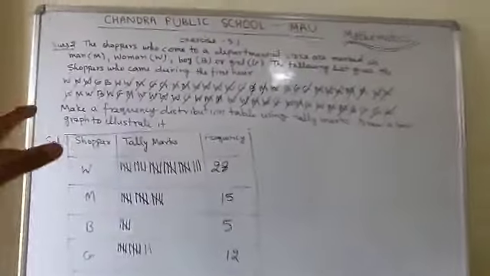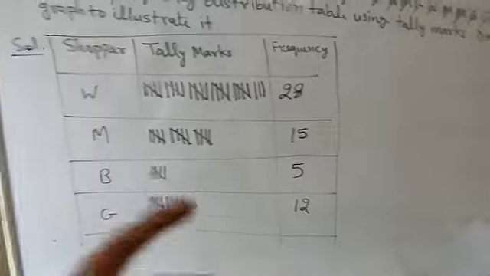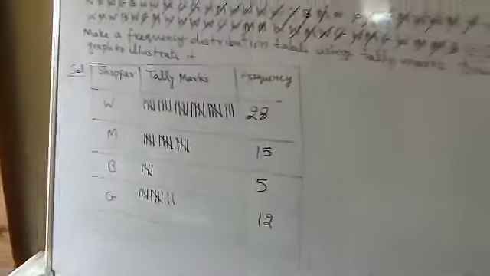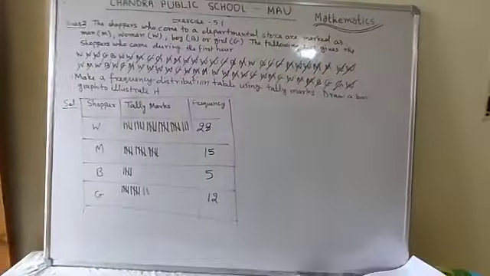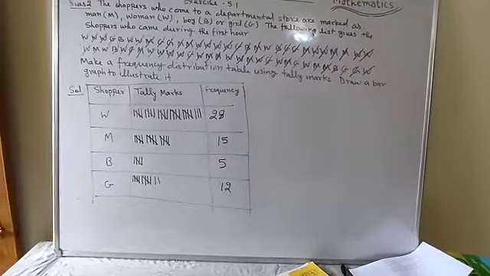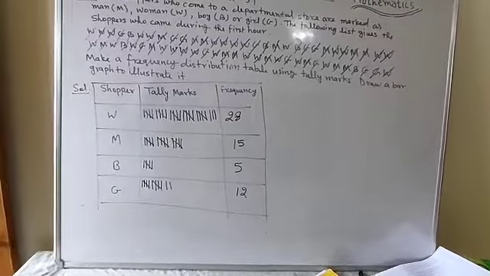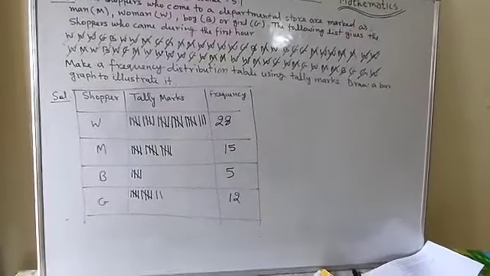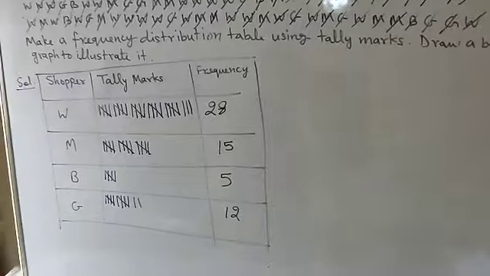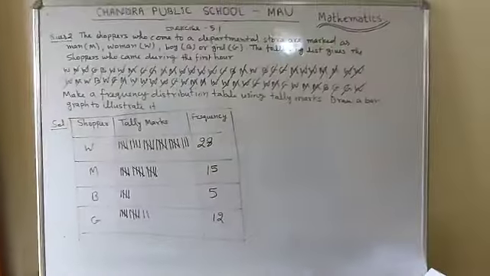Now make a frequency distribution table. So here it is the frequency distribution table. Now it is asked to draw a bar graph to illustrate it. So students, here I am going to explain how you will draw the bar graph, and I will send you an image also of the graph which I had drawn on the graph sheet, from where you will get how you will draw it on the graph.